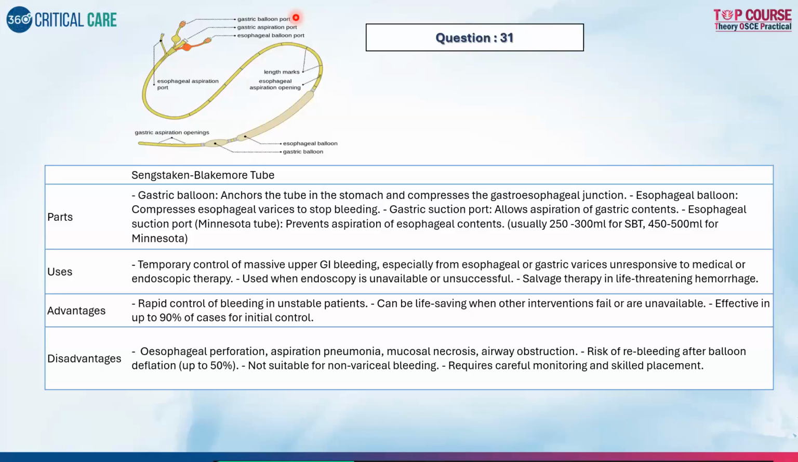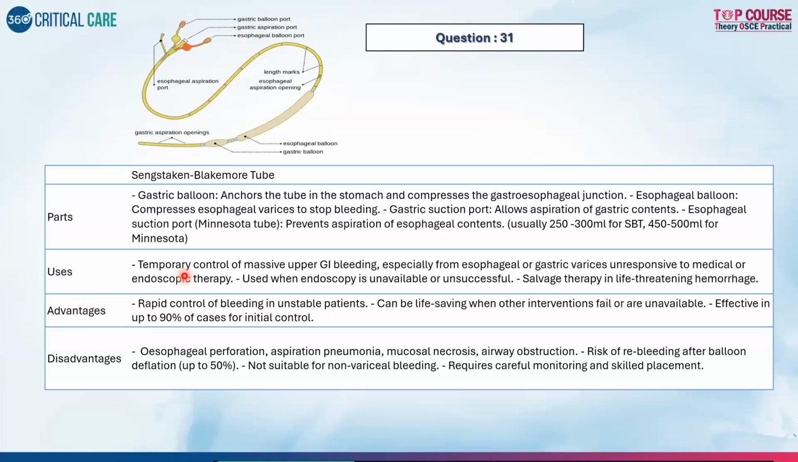We have another tube, which is the Minnesota tube, which comes with 4 ports, and the inflation is around 450 to 500 ml. Advantages: it helps with rapid control of the bleeding in unstable patients, and can be life saving when other interventions fail.